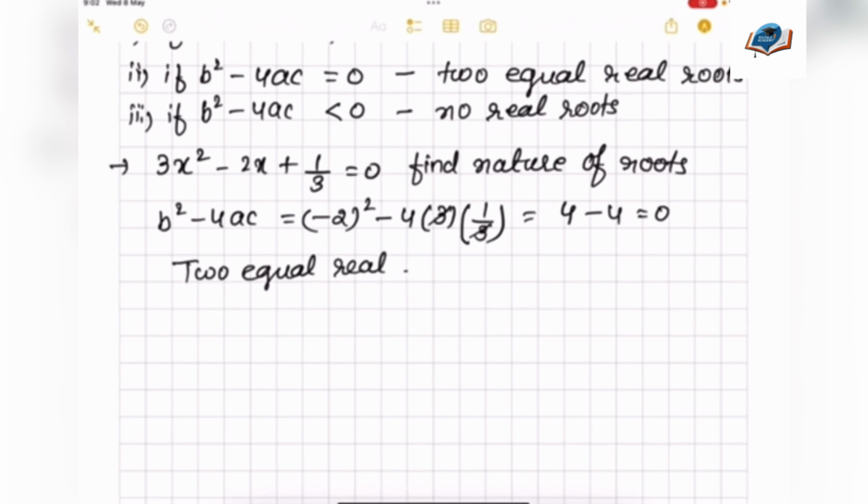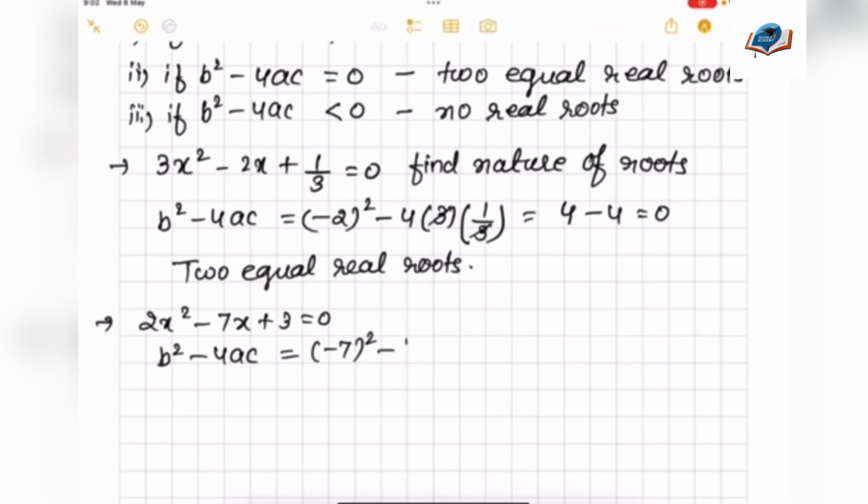Then 2x square minus 7x plus 3 equal to 0. If I check b square minus 4ac, it will be equal to minus 7 square minus 4 into 2 into 3. So that will be 49 minus 24, so 25. So b square minus 4ac is greater than 0. So two distinct real roots I will have.